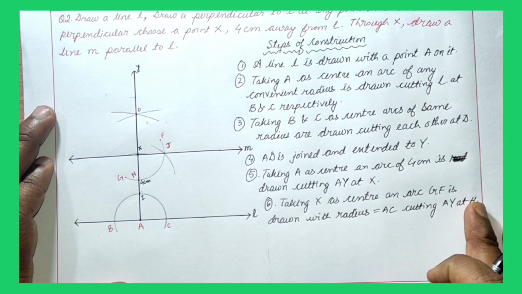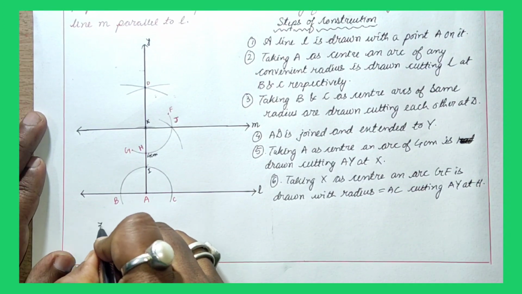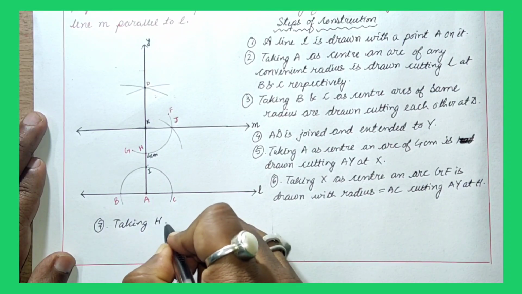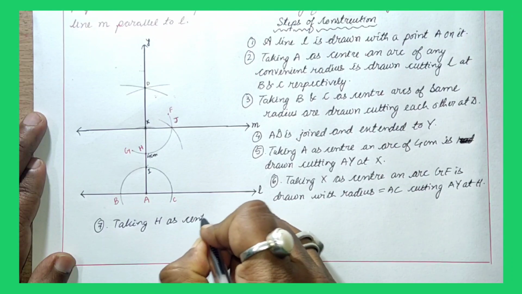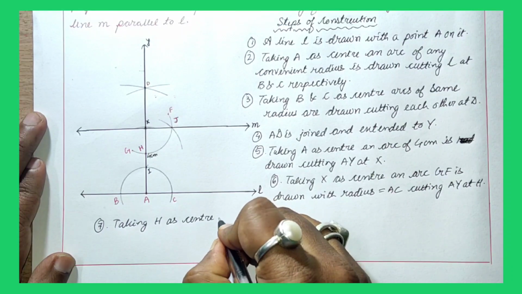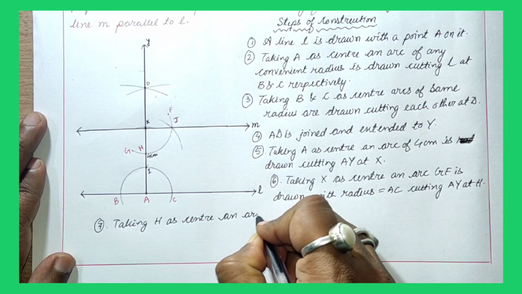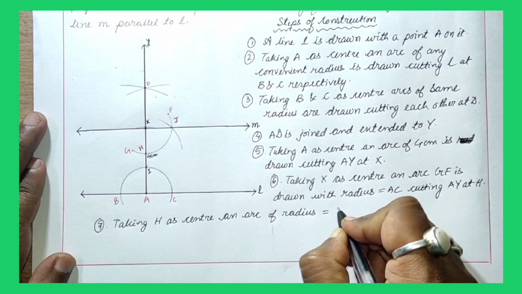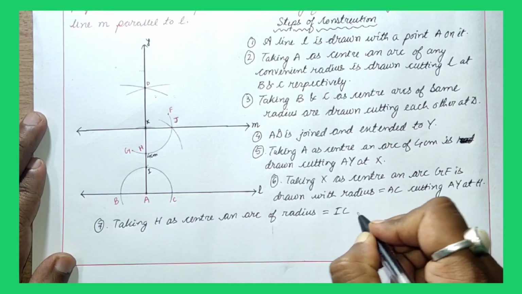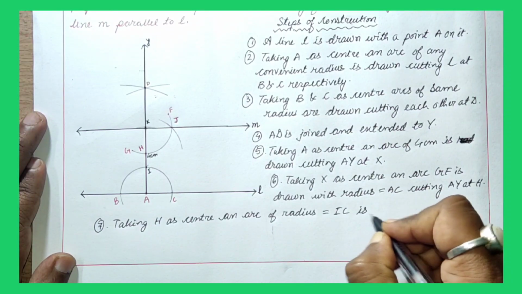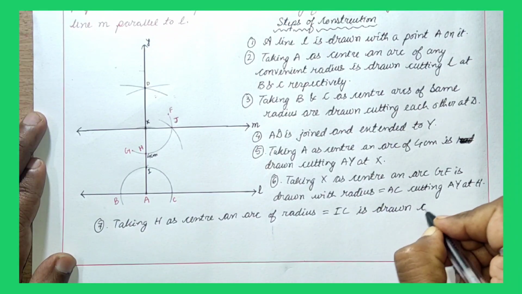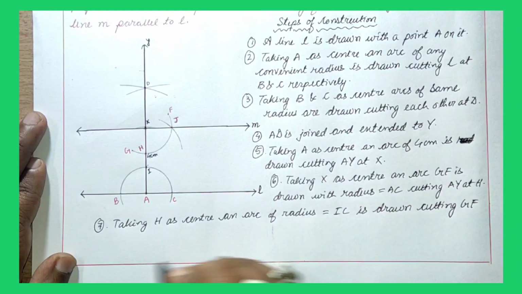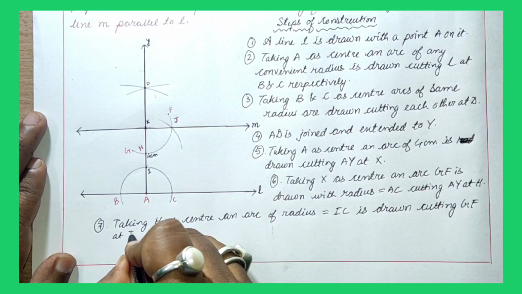Then number 7, taking H as center, an arc of radius equal to IC is drawn, cutting GF at J.